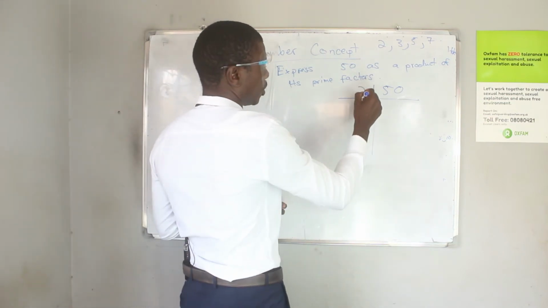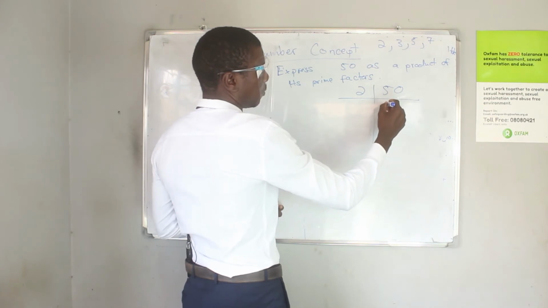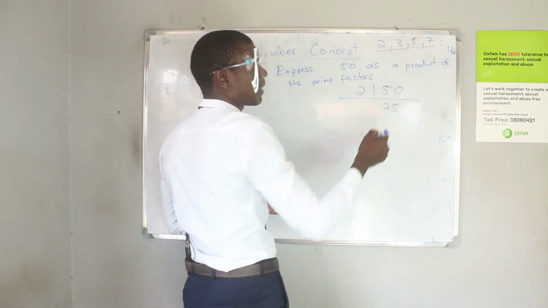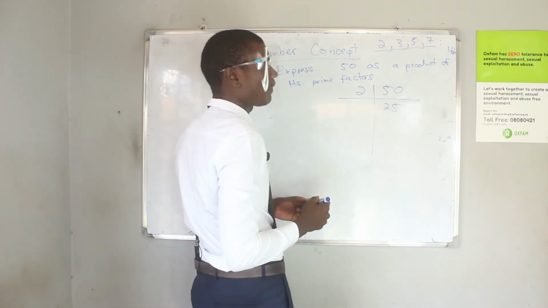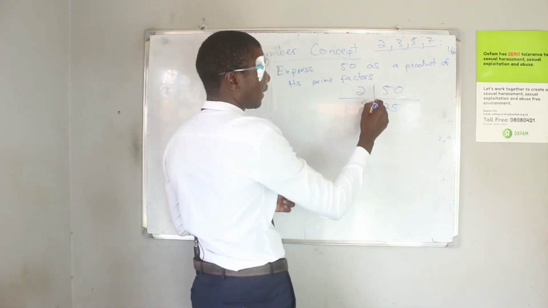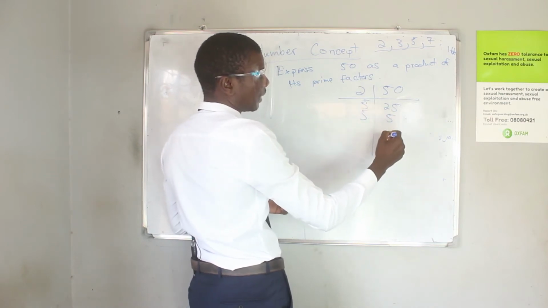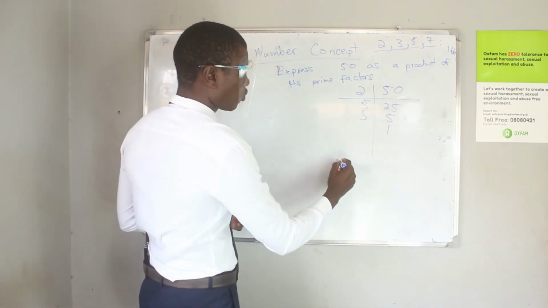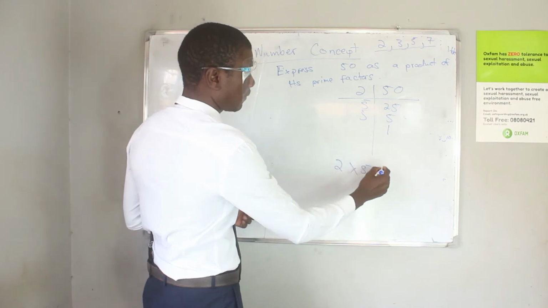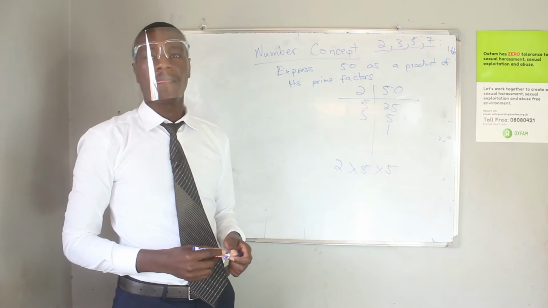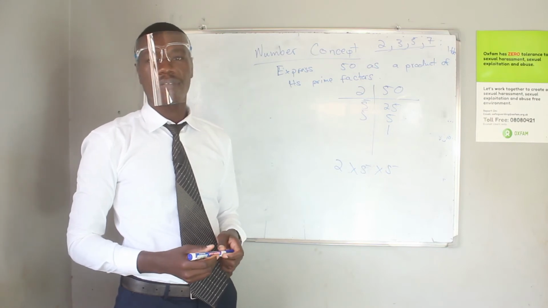2. 2 into 50, we get 25. Then we also choose a prime number which divides 25. That's 5. 5 into 25, we get 5. 5 into 5, we get 1. So 2 times 5 times 5. We have expressed 50 as a product of its prime factors.